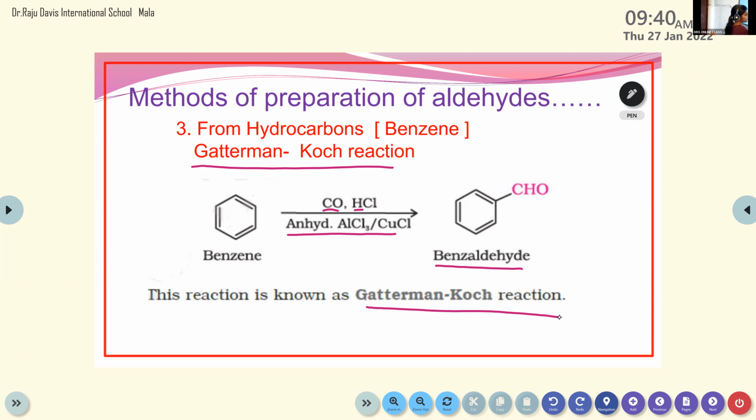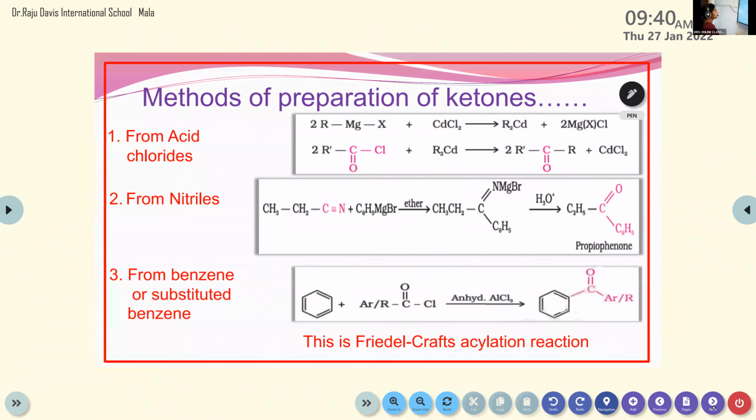Next one is about the preparation of ketones. Okay, methods of preparation of ketones. Only three methods. The first one from acid chlorides or acyl chlorides. Okay, first one from acid chloride or acyl chloride.